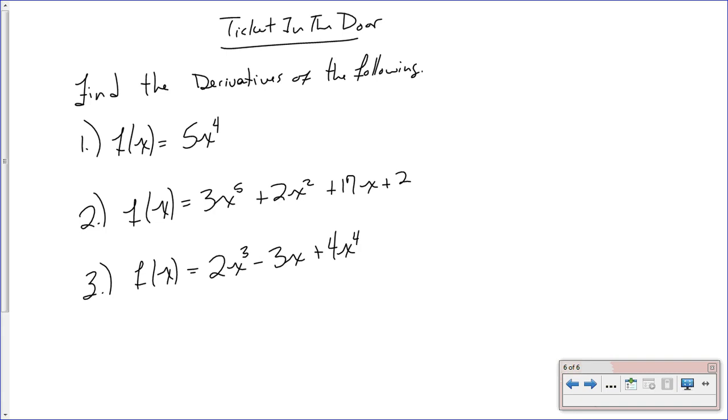All right, so make sure you do these 3 problems and have them ready when you come in the door tomorrow. Good luck.